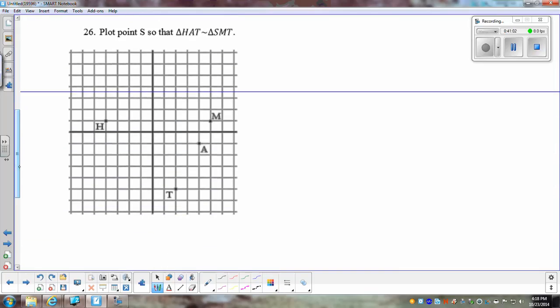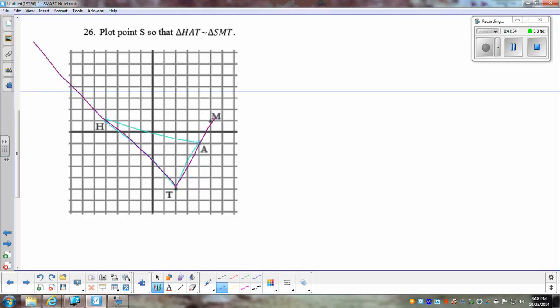All right, 26, last problem. I plot point S so that triangle HAT is similar to triangle SMT. Be careful, because this time, even though M and H are horizontal, on the same line, I don't want to match up H and M. I want to match up HAT. So I'm going to make my triangle SMT. I know that S has to be somewhere on that line. And again, I'm going to show you both ways.